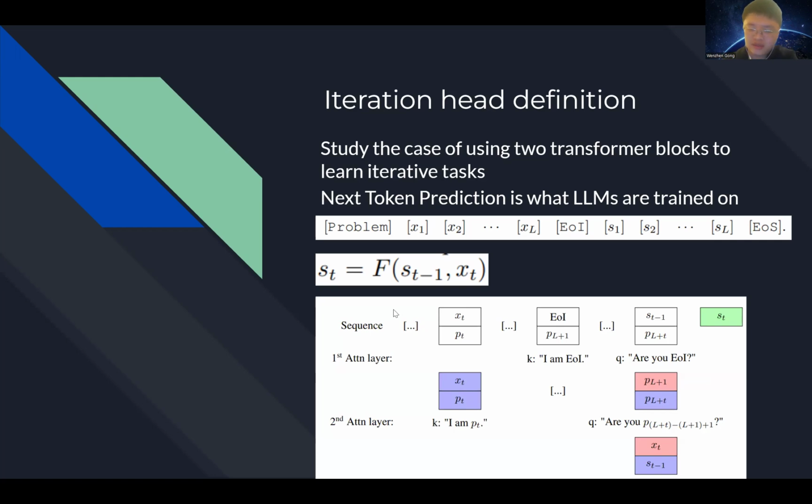Okay, so now this is the image from the paper that elaborates on what is exactly the iteration head. So in this image, we have xt as input. PT is called the positional encoding. That can be easily understood as it just memorizes the position of the input. As you can see, it's both T here. So PT just means this input is the t-th input.